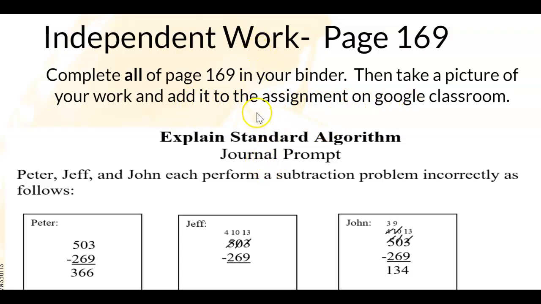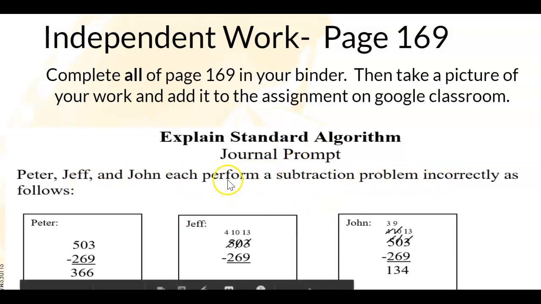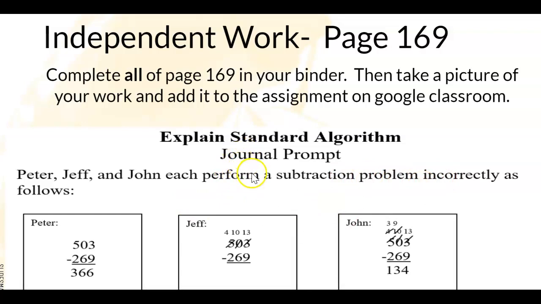Okay, and this is all going to be about explaining the standard algorithm and what each person does. So Peter, Jeff, and John each perform a subtraction problem incorrectly as follows. And in your book, you would have the rest of the page to finish reading it and solve the problems.